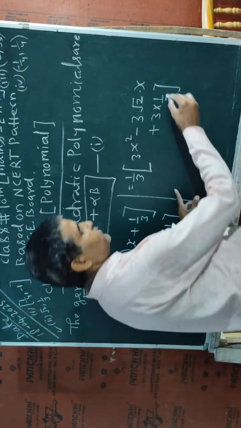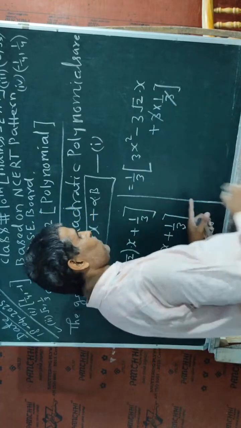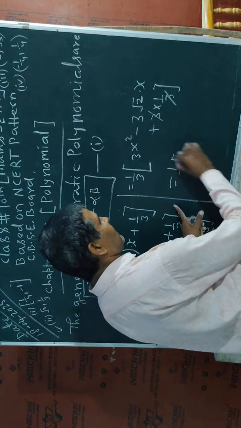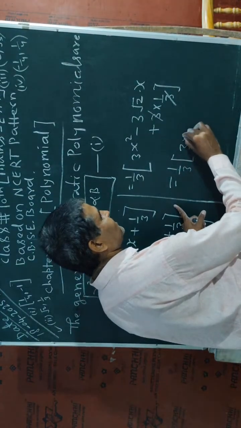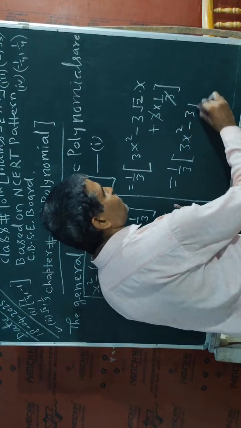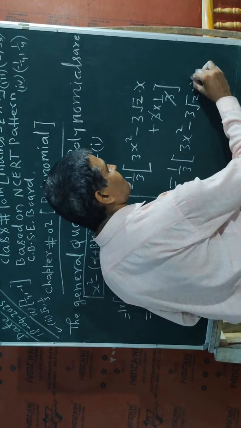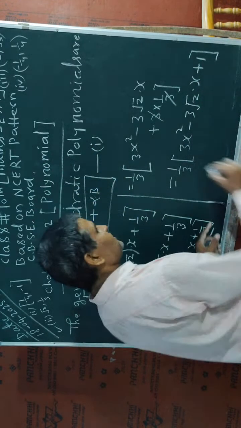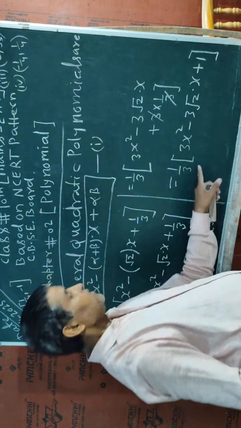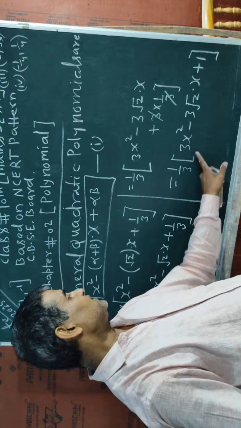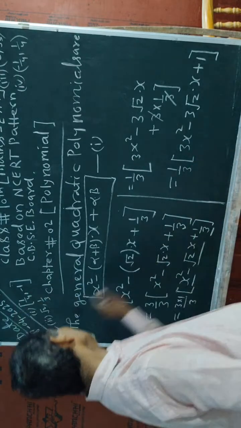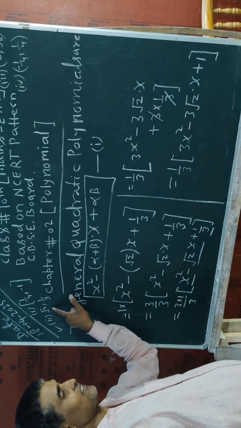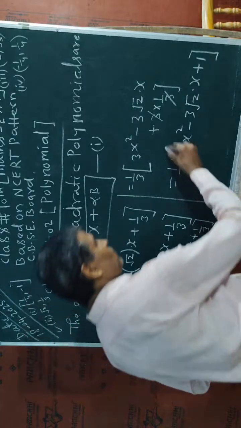After multiplication I have got it. Now further I will simplify: this 3 and this 3 will cancel out, and after cancelling out I will write here 1 by root 3, and then in the bracket I will write 3x square minus 3 root 2 into x, and then here I will write plus 1. Okay student, so this is the particular quadratic polynomial, and this quadratic polynomial I have got with this information, with this data.